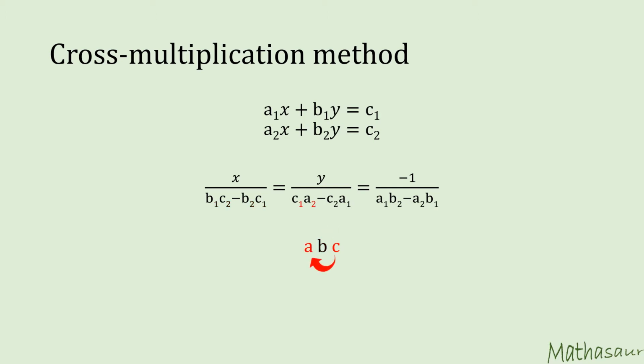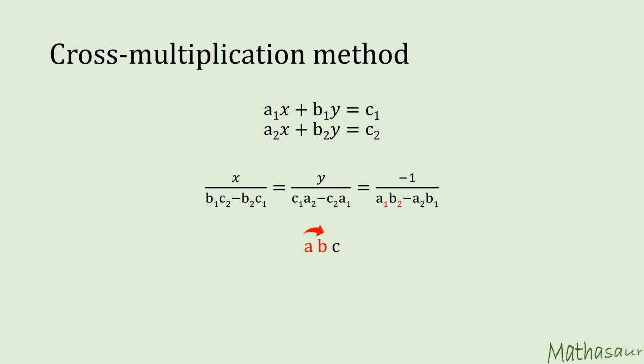Now let us look at the second term. We are looking at variable y. So we shall choose the coefficients c and a in that particular order. And once again, let us add the subscripts 1 and 2. So c1 a2 minus c2 a1.